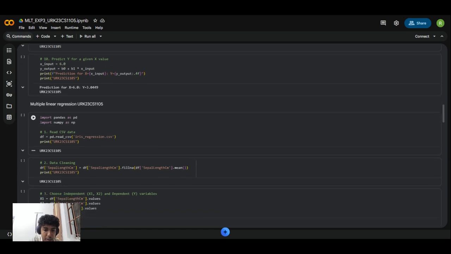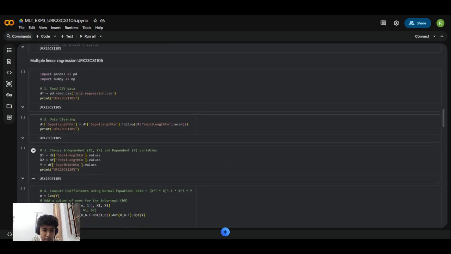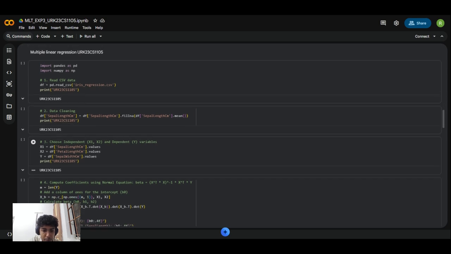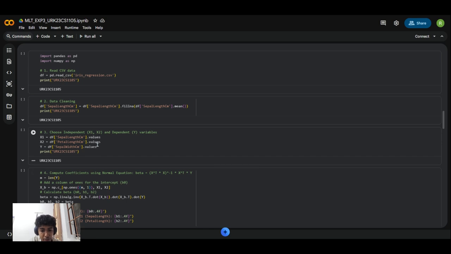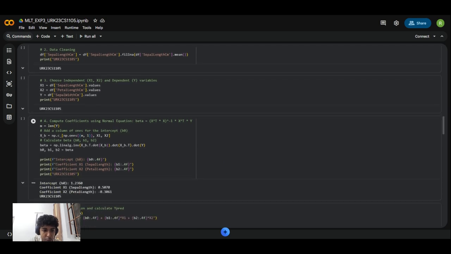And coming to multiple linear regression, first we read the data into the data frame. Then the data is cleaned, missing values replaced. Third, the variables are selected, such that width is predicted using two features: sepal length and petal length. And coming to question number four, regression coefficients: the intercept is b naught, and b1 and b2 are given.